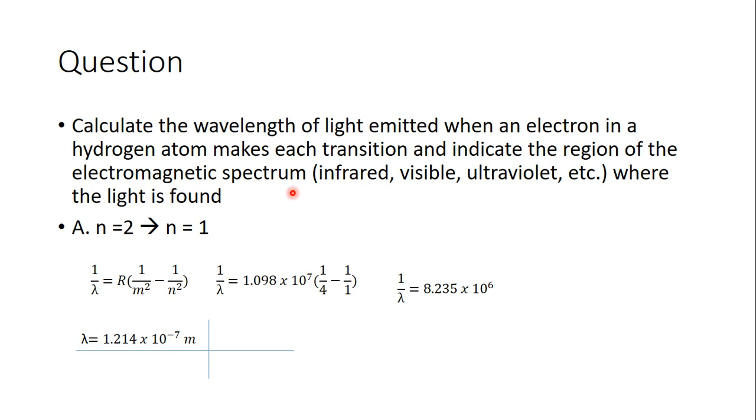Now our electromagnetic spectrum isn't in meters, it's usually in nanometers, so let's do that conversion right now, where 1 times 10 to the minus 9 meters is 1 nanometer, and we get that the wavelength of light given off is 121.4 nanometers, or UV light.